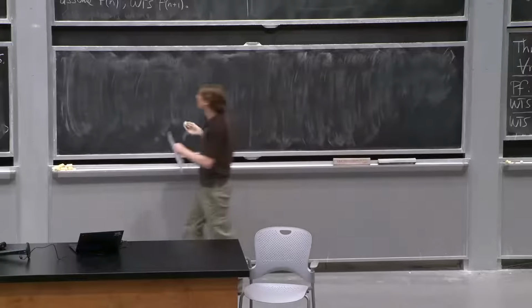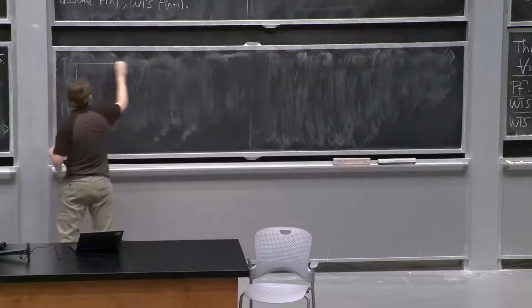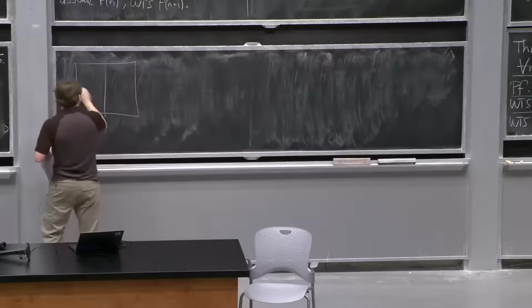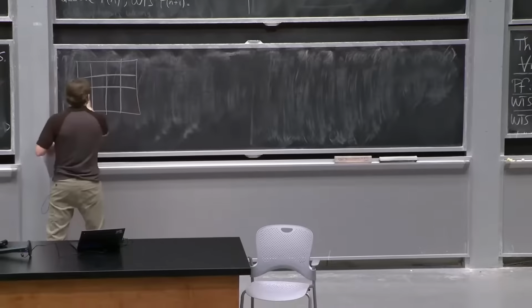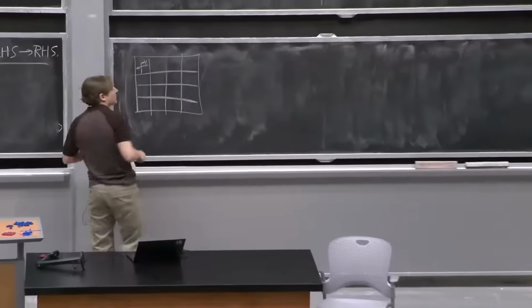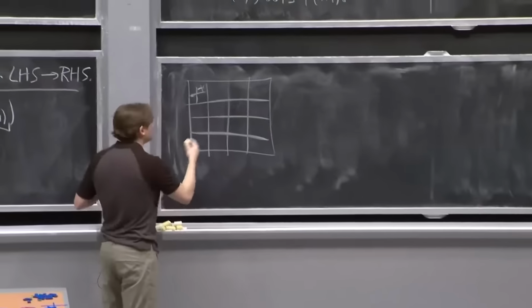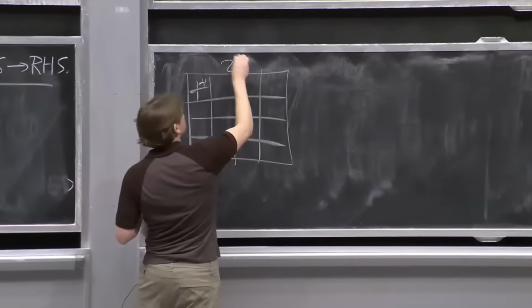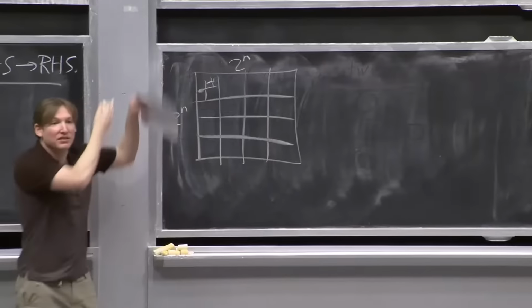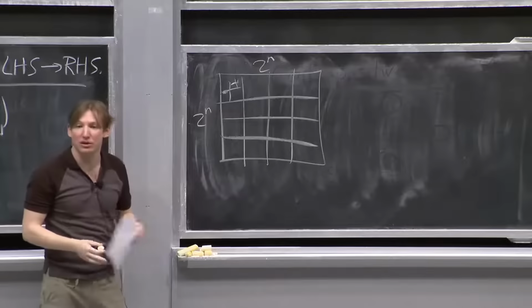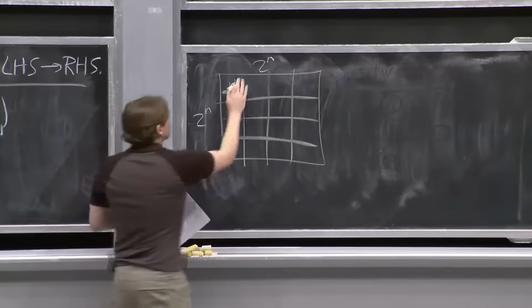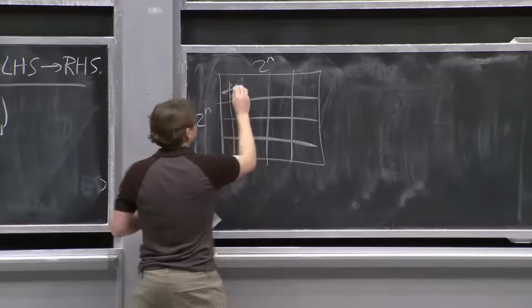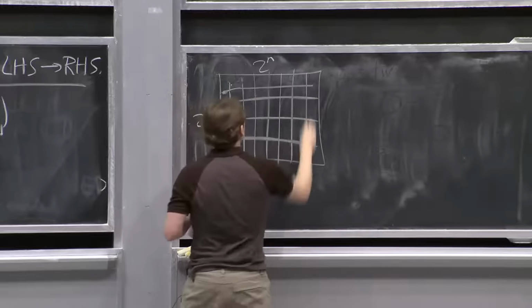So the story is like this. We have a big old courtyard subdivided into lots and lots of tiny little cells. It's going to be 2 to the n tall and 2 to the n wide. So imagine like 64 by 64. It's a big old checkerboard. I'm just going to draw 8 by 8 because I don't have that kind of time.